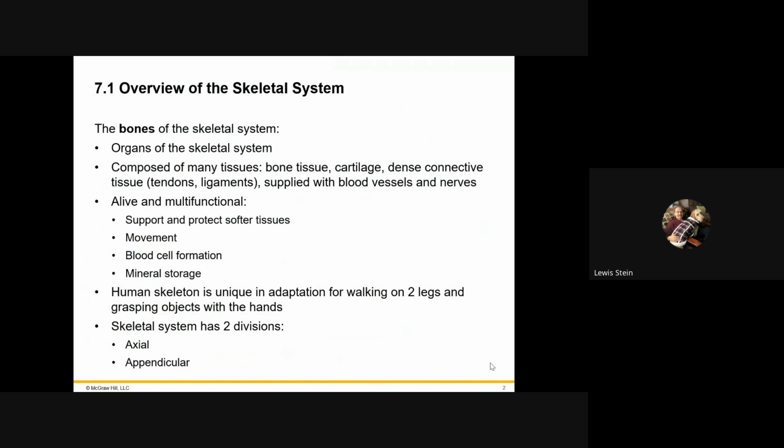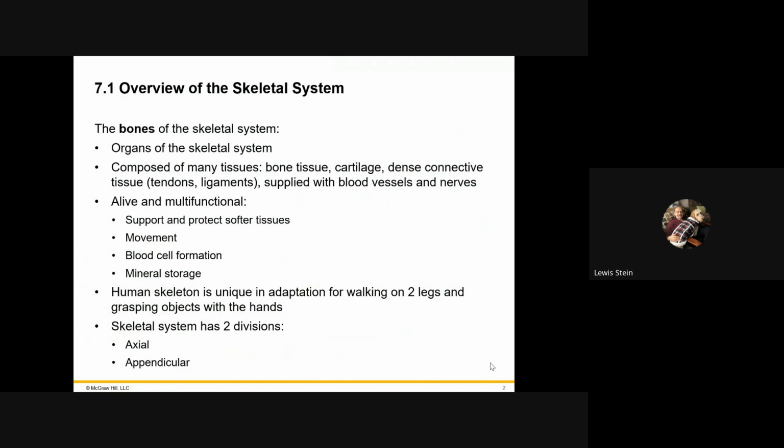Whenever you see a bony enclosure, like the rib cage, or the sphenoid bone's sella turcica, where the pituitary sits, those are all the same. Anytime you see a bony enclosure, something important is sitting in there.